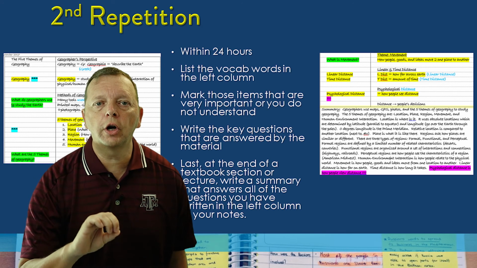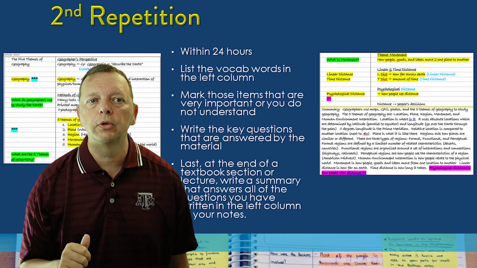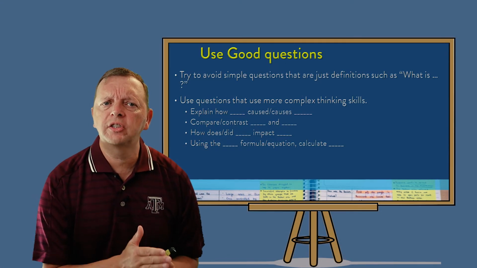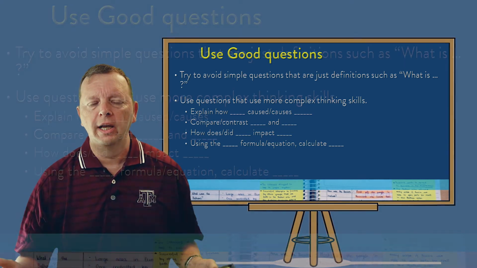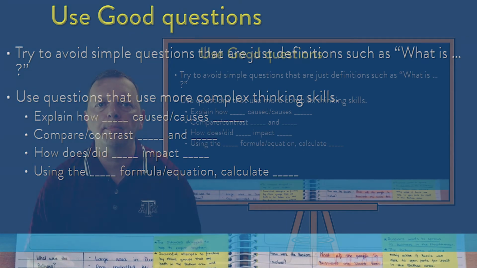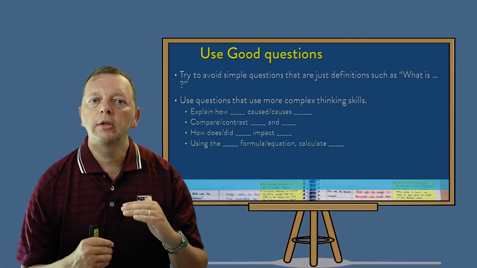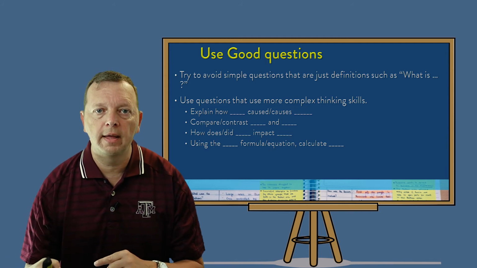And for each one of those chunks, what we want you to do is write 1 or 2 questions that is answered by those notes. But we want you to write good questions. We don't want you to write simple questions that can be simply answered by a definition or what is. After all, you've already pulled your vocabulary words over. If you have something like that, just use the vocabulary word. What we want you to do is use questions that use more complex thoughts. Ideally, those 1 or 2 questions over a chunk of your notes is a question that really makes sure that you understand everything in that chunk.